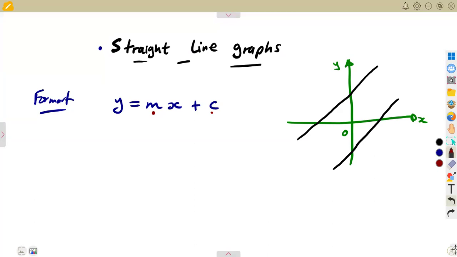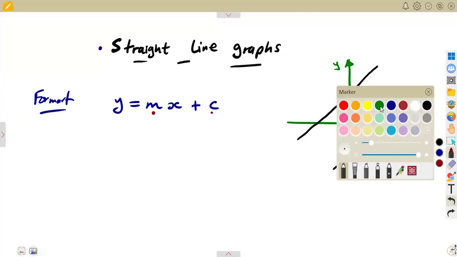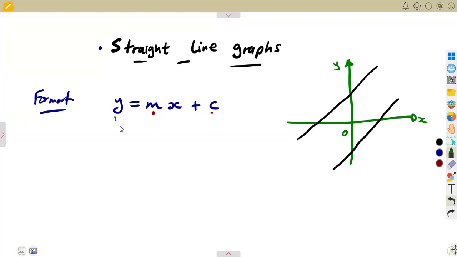If you check properly, you're going to see y is written in terms of x. M and c are constants. These are numbers that are to be found. Y is equal to maybe 2x plus 3. So these are numbers. We're not going to talk about this for now. It's y in terms of x. So x is raised to the power of what? Of 1. That is to be linear.